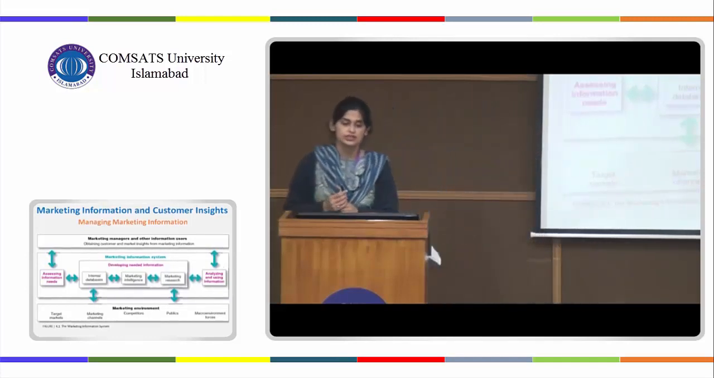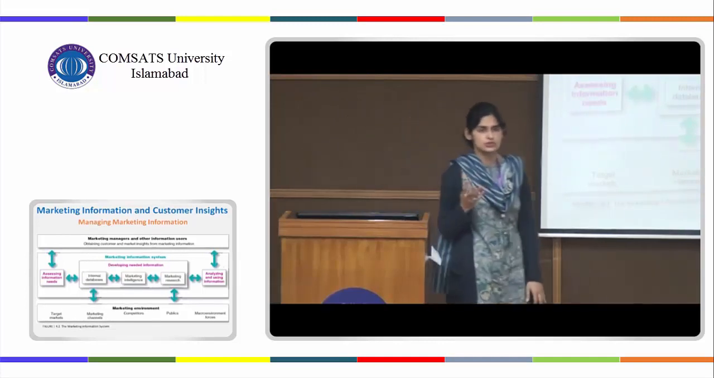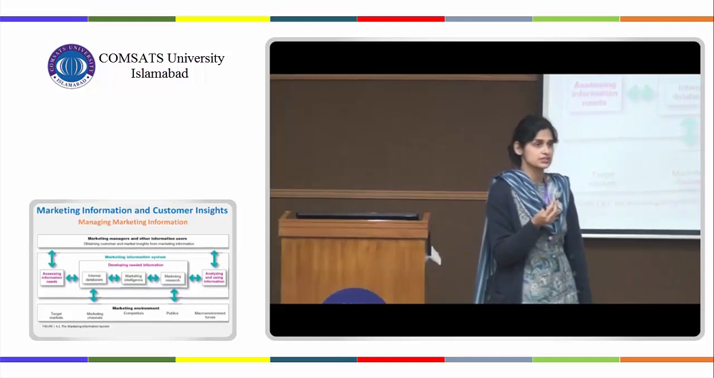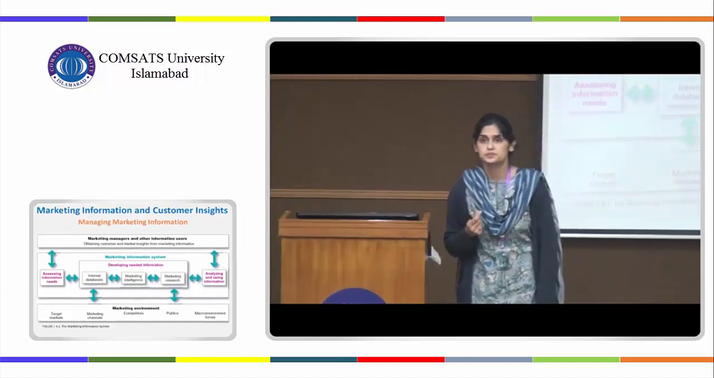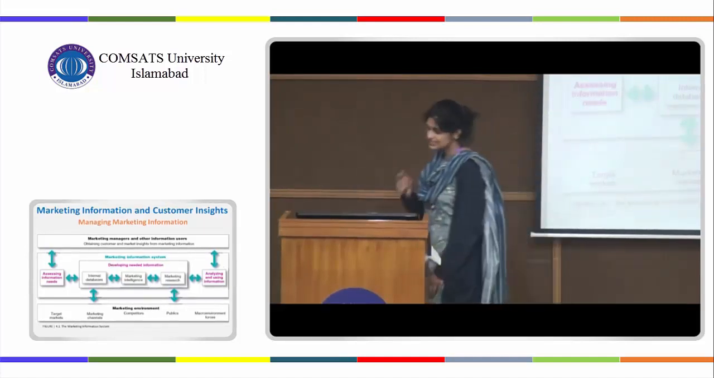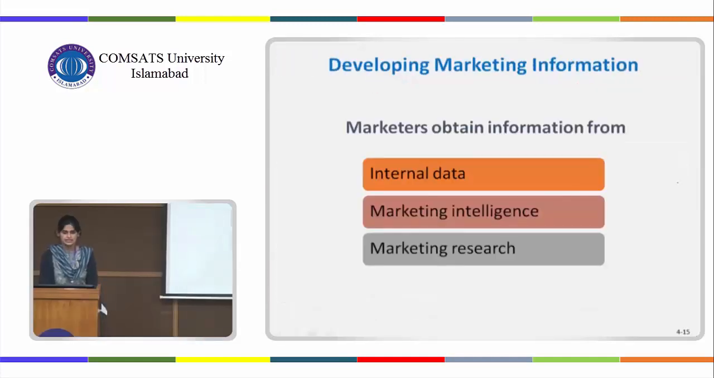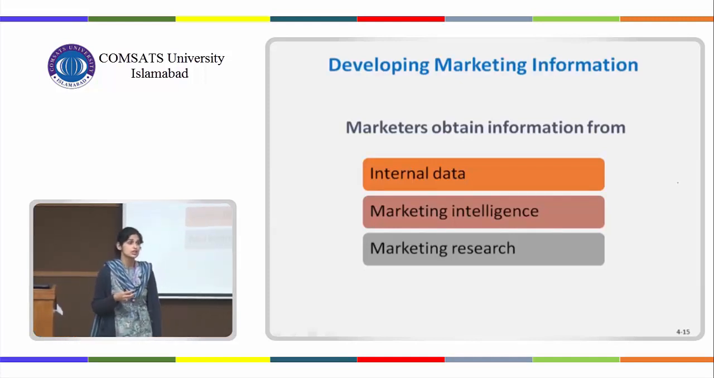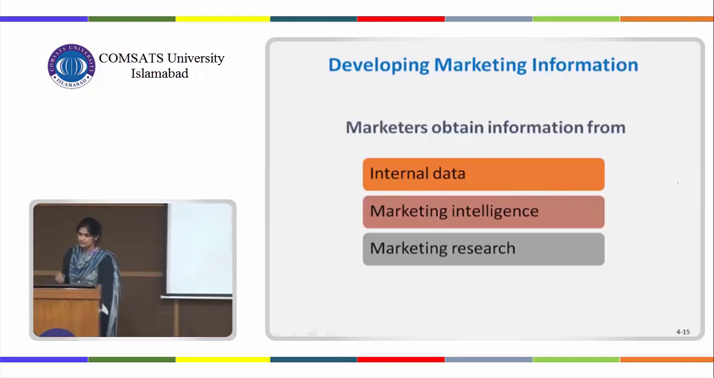Then we talked about developing the needed information. We said there are 3 basic sources of information. The first source was your internal database. Internal database was inside the organization, right? So on the checkout counters, you generate a lot of information. You might have collected the information prior and it was in your database. So there could be many ways in which you can have internal data.